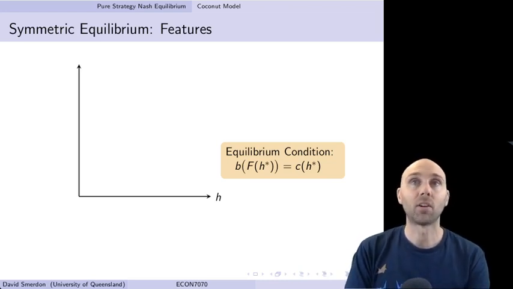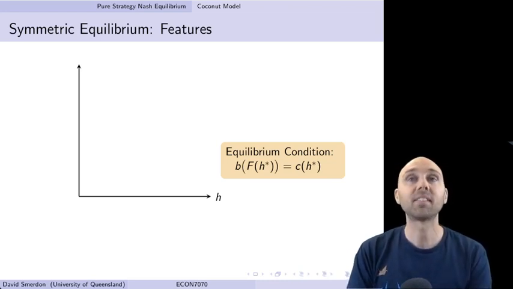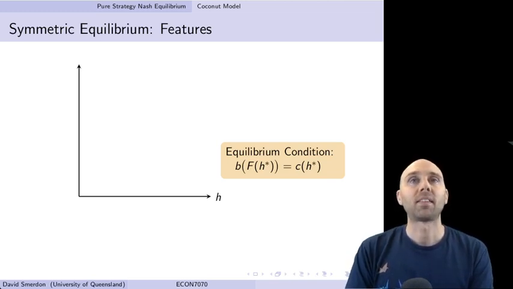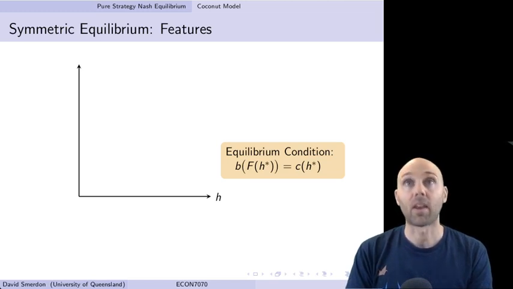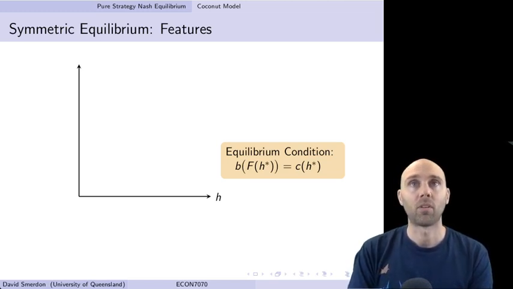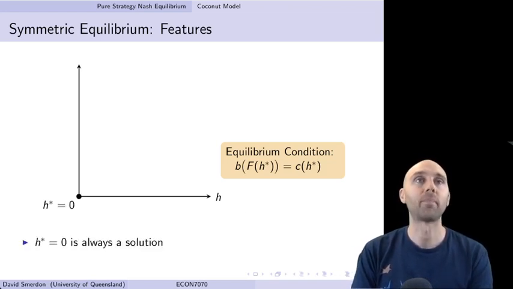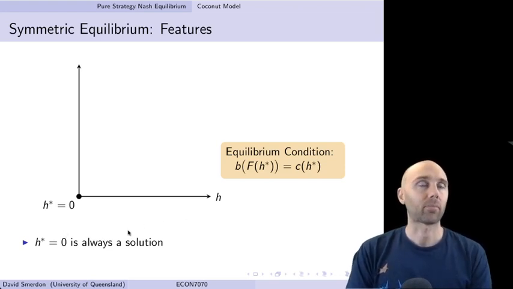The first thing to note, we said that c of 0 is 0, and we said that b of 0 is 0, and f of 0 is 0. So if we put 0 in for h star, we'll get 0 on both sides. In other words, h star equals 0 is always a solution.